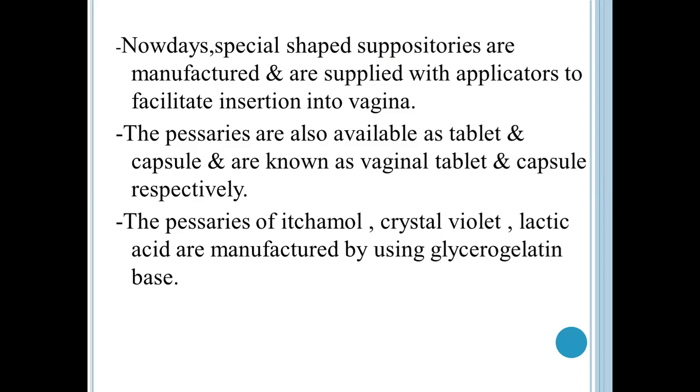Then the pessaries are also available in tablet and capsule form. If the pessaries are available in the form of tablets, they are known as vaginal tablets, and if they are available in the form of capsules, they are known as vaginal capsules. Then pessaries of istamol, crystal violet, and lactic acid are manufactured using a glycerogelatin base. So pessaries of these drugs or active pharmaceutical ingredients are manufactured using which base?